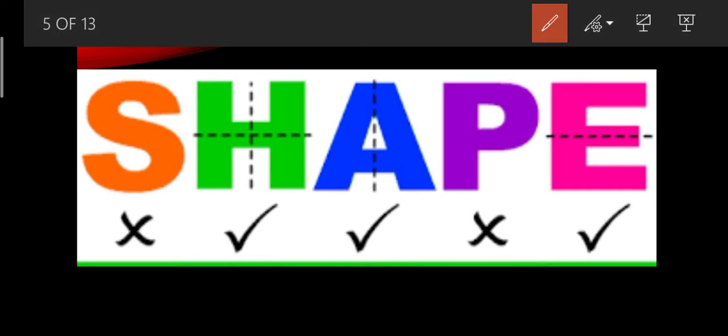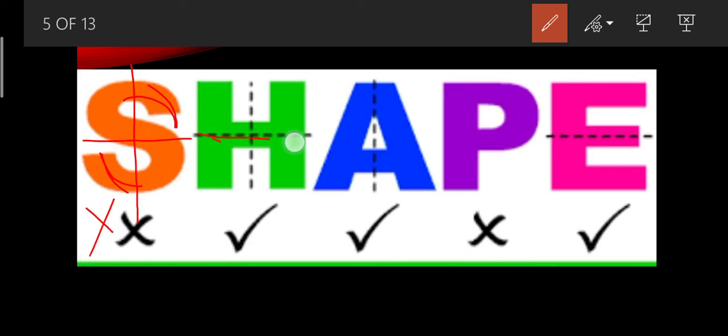Here when you are going to draw the line of symmetry, this half is not the mirror image of this half, right? Whether you draw like that vertically also, this half is not the mirror image of this half. This means S is not having any line of symmetry.